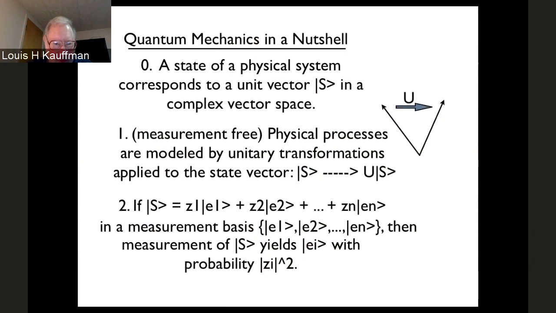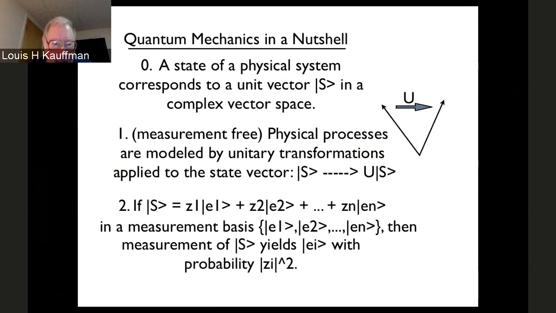Here I have written, in what might be hard to read, a linear combination of vectors e1, e2 through en, in the Dirac bracket, multiplied by coefficients z1, z2 through zn, complex numbers. And it is assumed that this is a unit length vector. So that means that the absolute square of z1 plus the absolute square of z2 plus and so on, plus the absolute square of zn, is equal to 1. That's a unit vector.